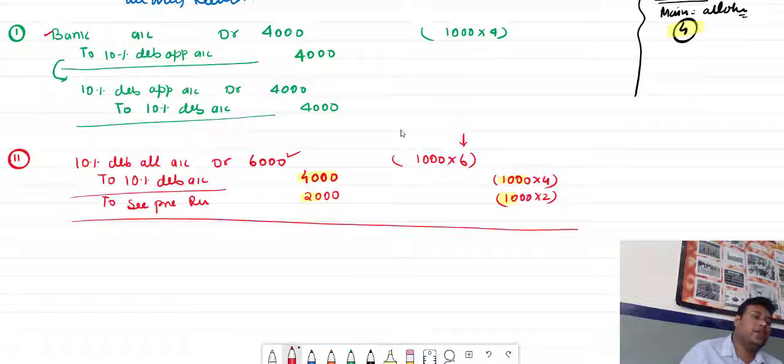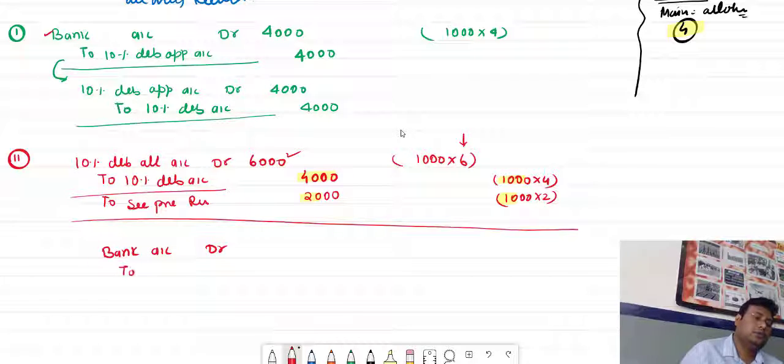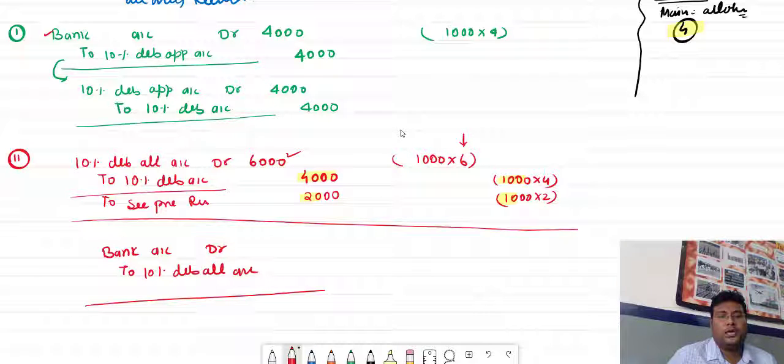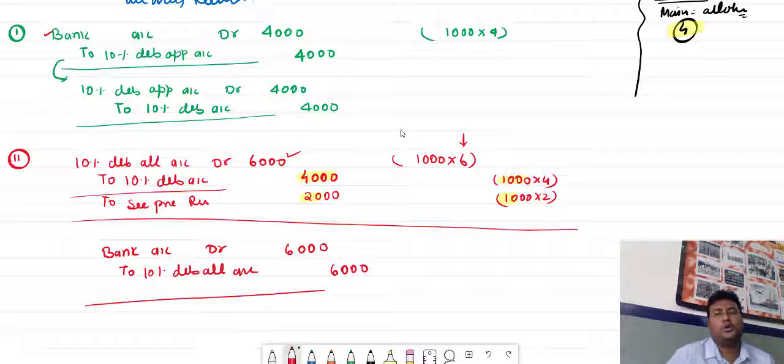Now all the money is received, so the total we demanded on allotment, 6 rupees, is received. So we will write bank account debit to 10% debenture allotment account. How much? 6000 rupees and 6000 rupees.